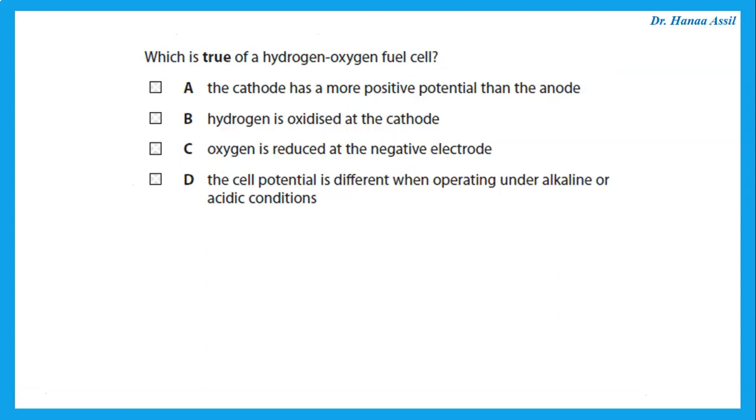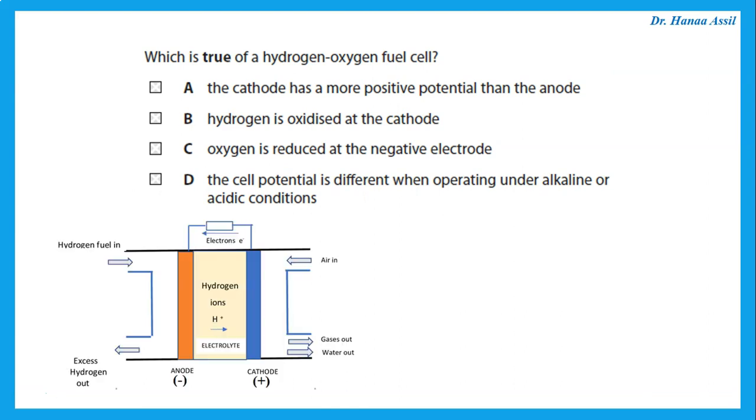Which is true of a hydrogen-oxygen fuel cell? Okay, we are required to know what is a hydrogen-oxygen fuel cell. Remember, a fuel cell is one that produces electric current by continuously providing it with reactants. So the hydrogen-oxygen fuel cell is one that uses up hydrogen and oxygen in order to give water, and during this reaction there is exchange of electrons, and that provides an electric current. So that's the hydrogen-oxygen fuel cell.